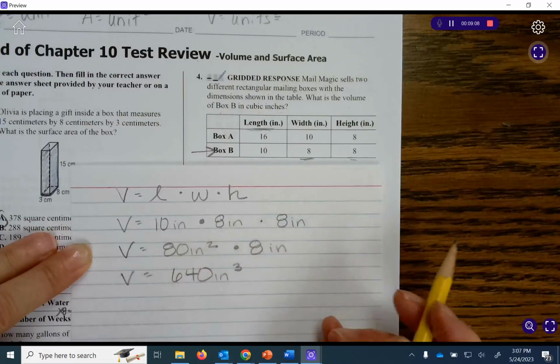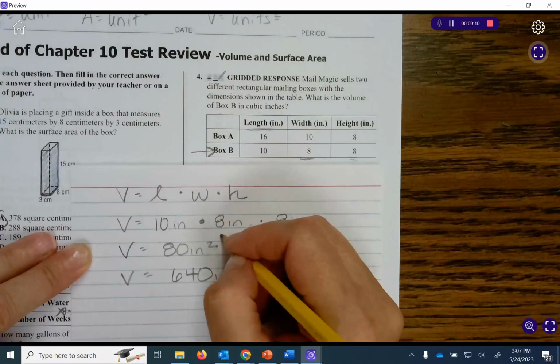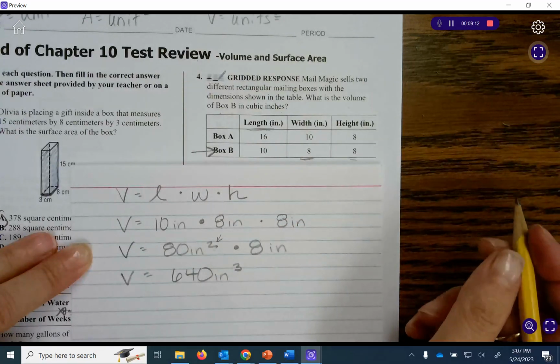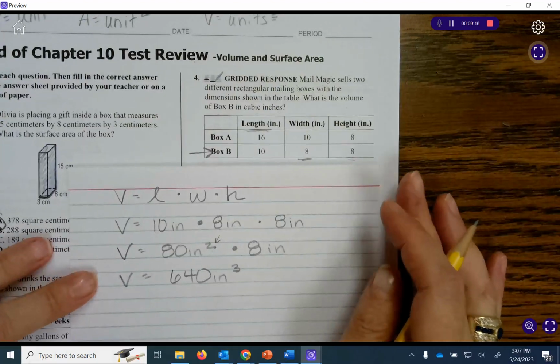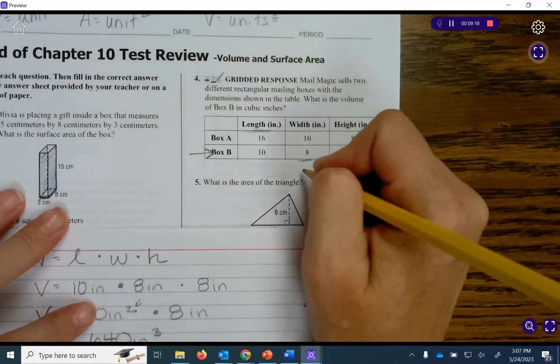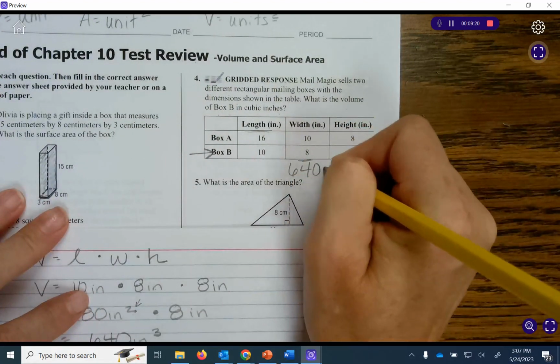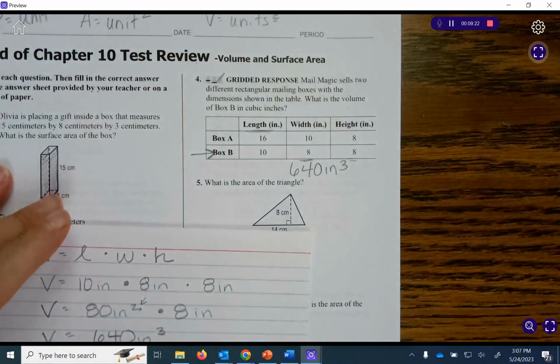Remember, when you multiply, that changes the number, the little superscript number. So this is an answer that we just write, 640 inches cubed.